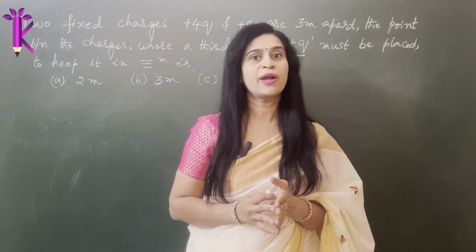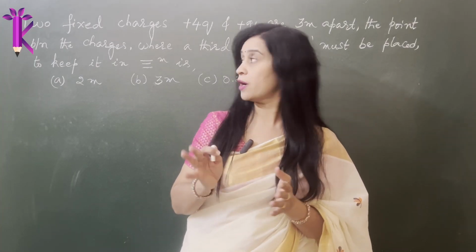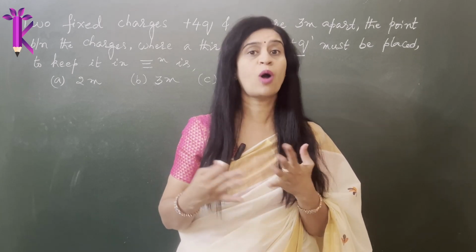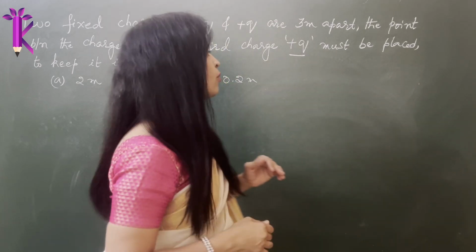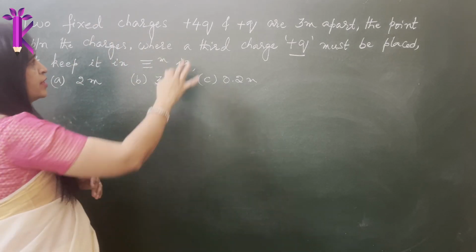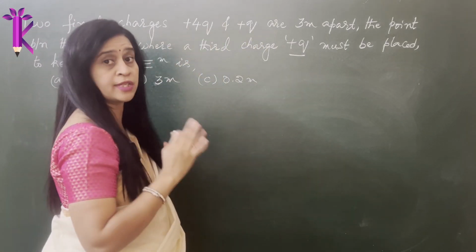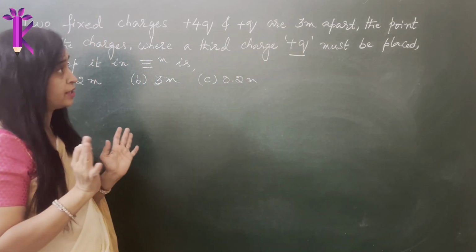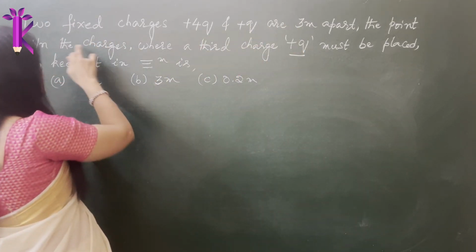Well, now we are going to take up numericals. This one is a very interesting numerical, very different from what we have done so far. Let's see what it has to say. There are two fixed charges, plus 4q and plus q. They are positive, so there is a repulsive force. They are 3 meters apart.